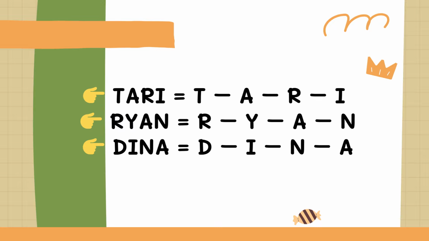Now let's spell some names together. Tari, T-A-R-I. Ryan, R-Y-A-N. Dina, D-I-N-A. Good job! Remember to say each letter clearly.